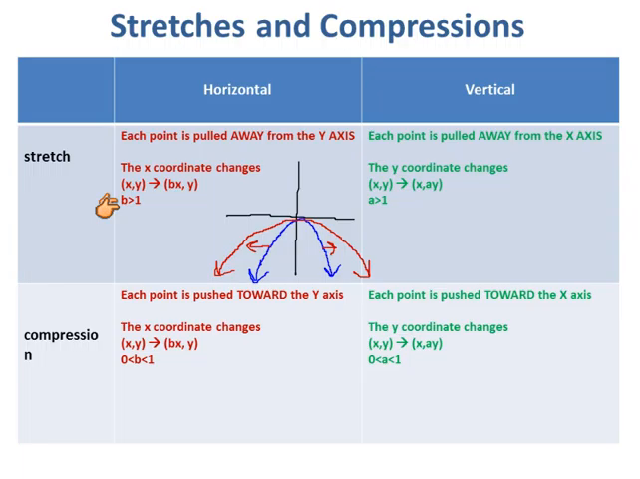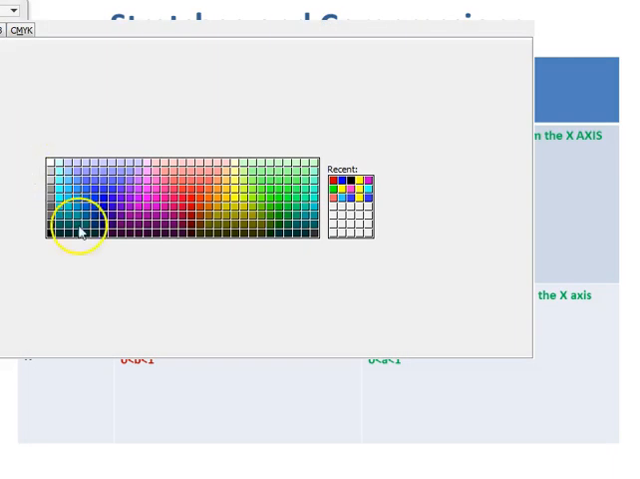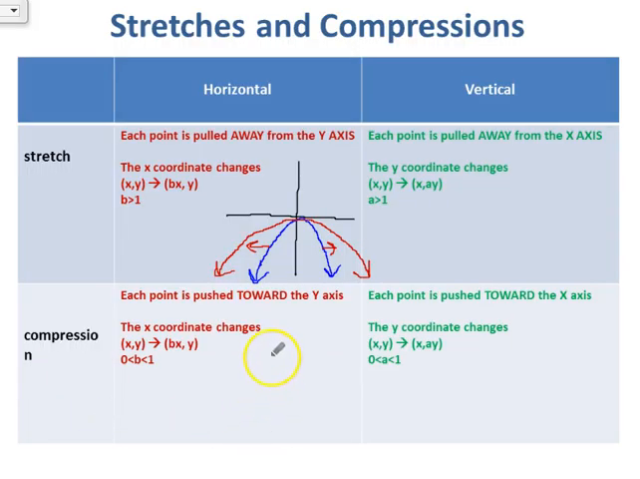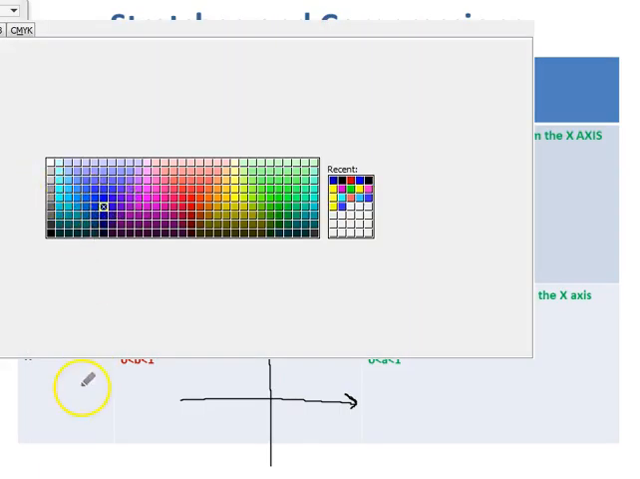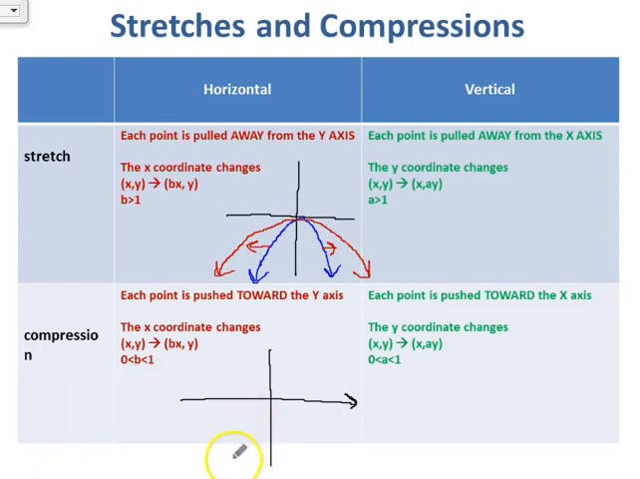So let's keep talking about horizontal, and let's talk about a horizontal compression. I'm going to draw another coordinate plane and another original graph, and then we're going to horizontally compress it. So there's my coordinate plane. Let's graph the original graph in blue. We'll do the same U-shaped graph.